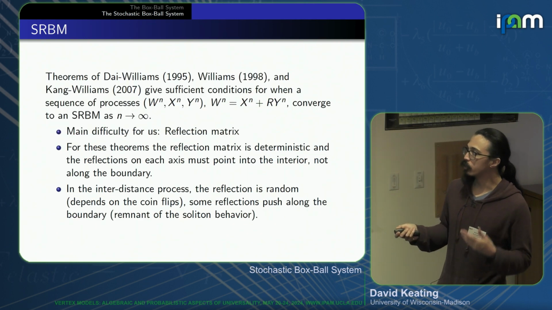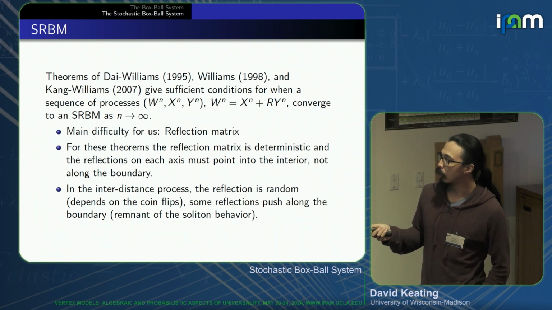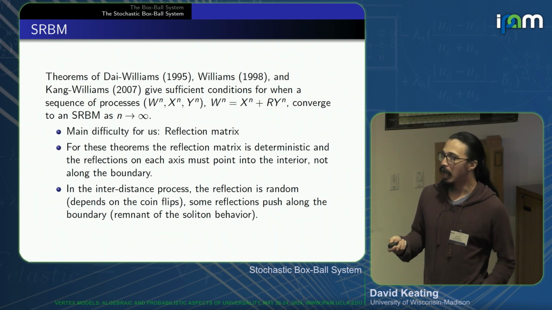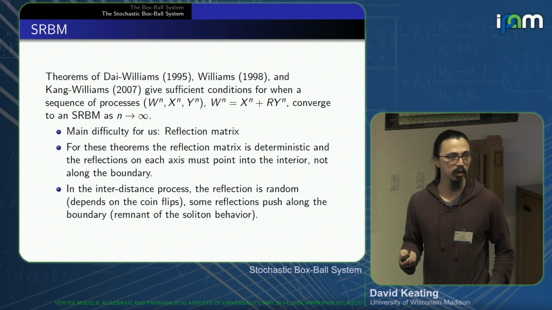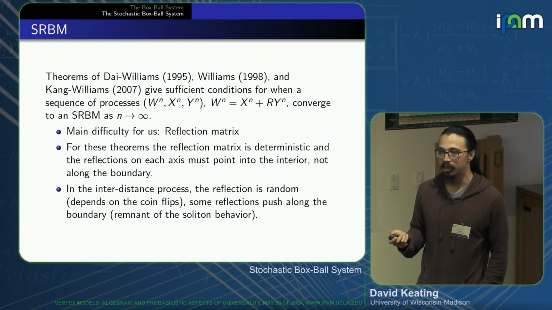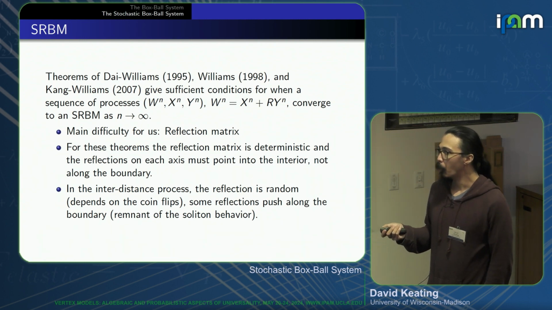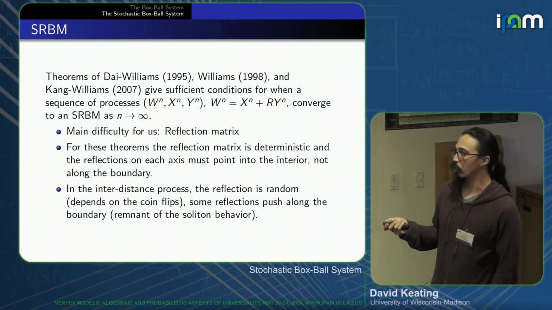So there's just a whole bunch of theorems by Williams and collaborators that tell you when you have some process that can be written in this way, how it converges to this semi-martingale reflecting Brownian motion. All right. So what we'd like to do is just use one of these theorems and get our result. But we have this issue about our reflection matrix.